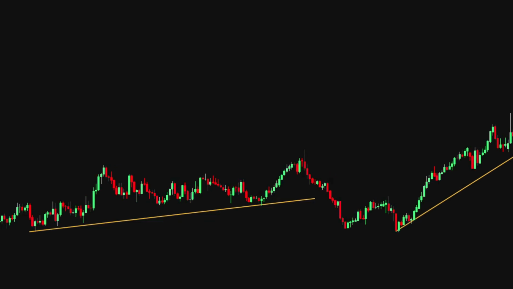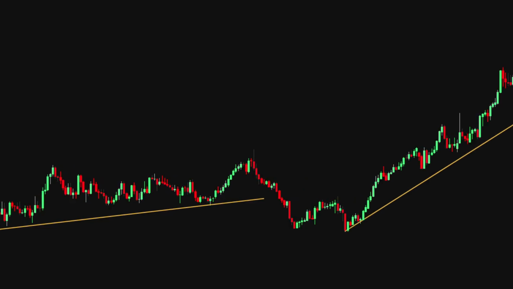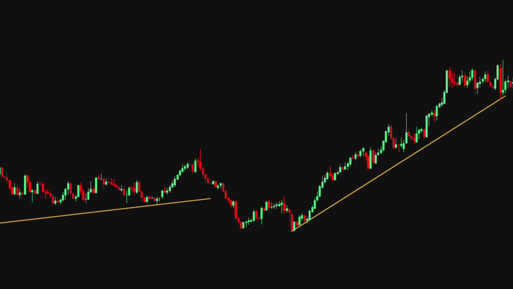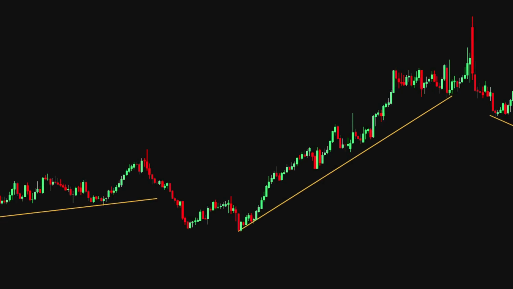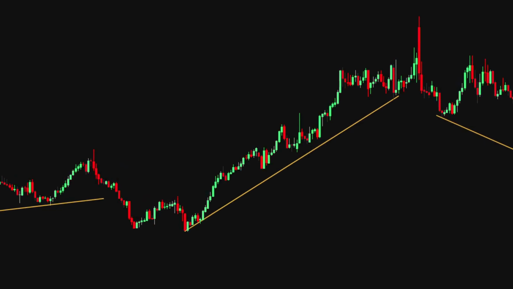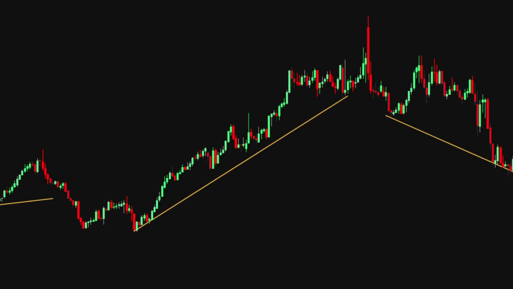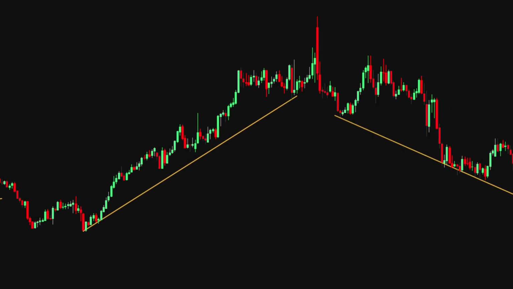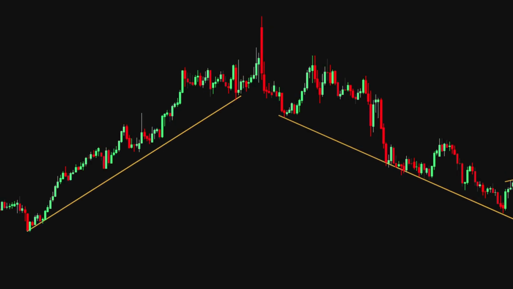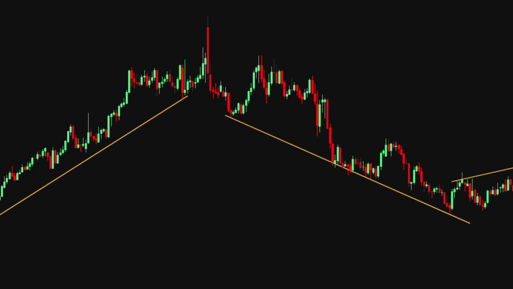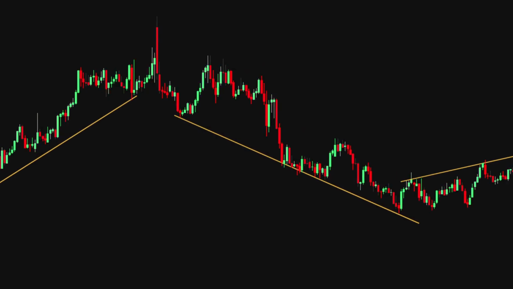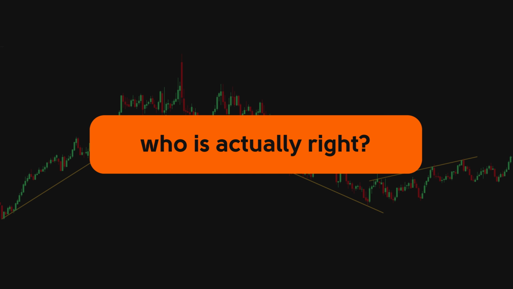If you watch different traders analyze the same chart, you'll notice something strange. Everyone seems to draw their trend lines differently. Some traders connect the candle wicks. Others connect the candle bodies. Some draw extremely tight lines while others treat them like wide zones. So naturally the question becomes, who is actually right?